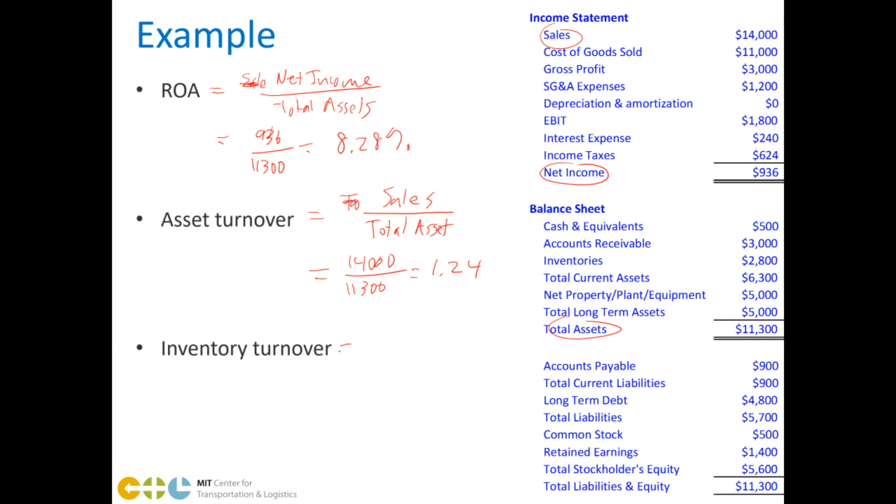What about our inventory? How fast are we turning that over? So here we want to look at, now on the bottom we're going to have again inventory. How quickly are we turning over our inventory?